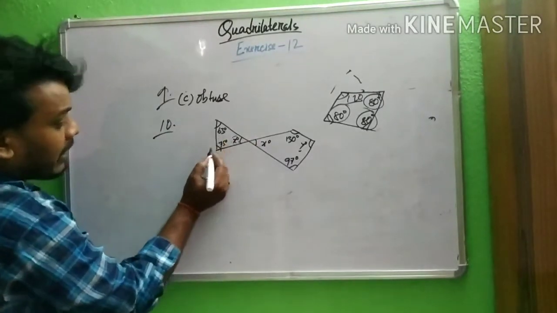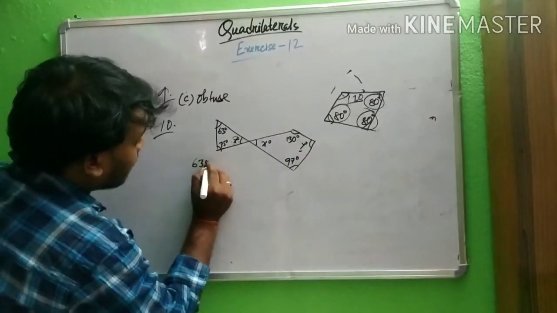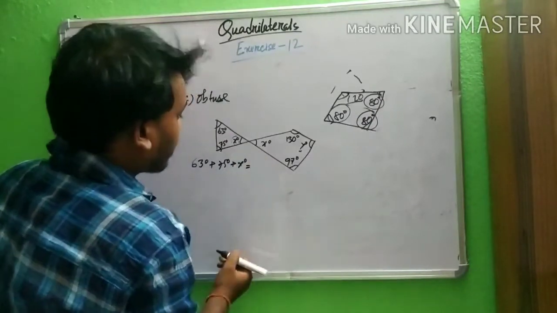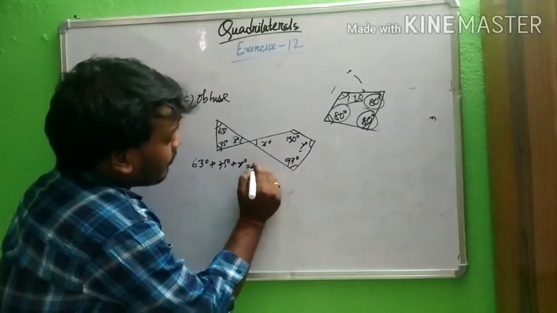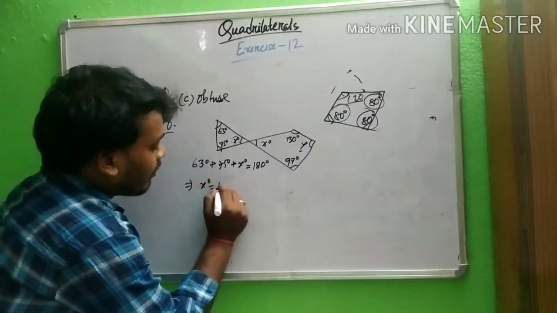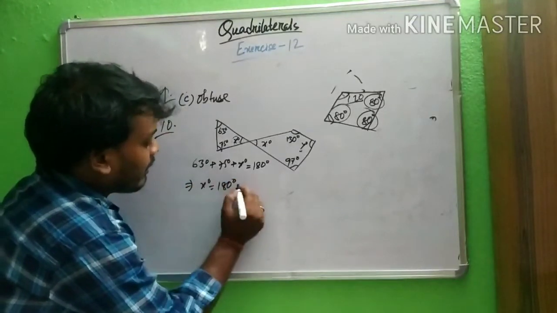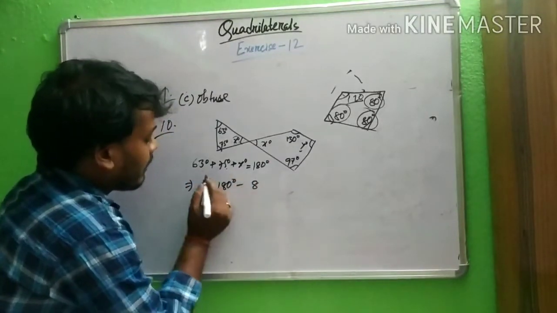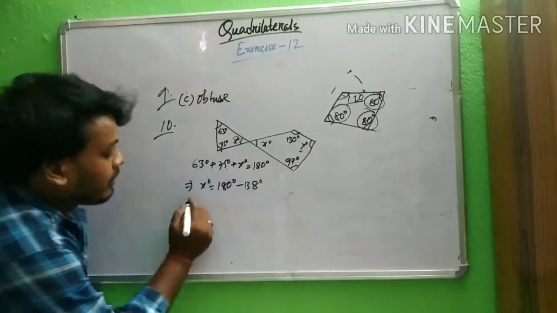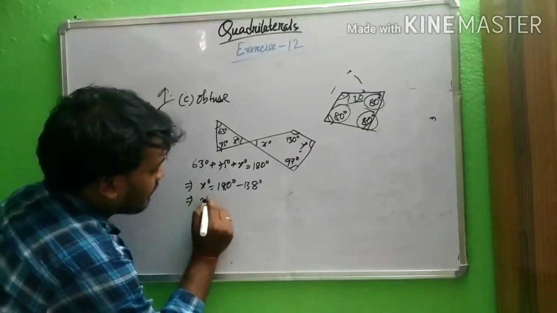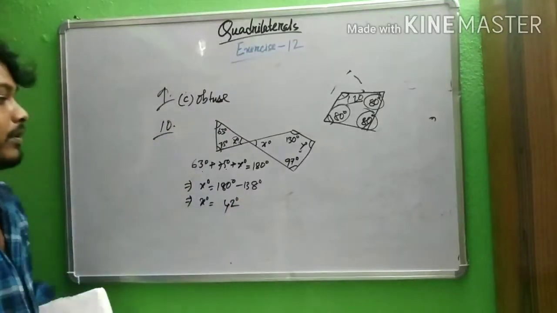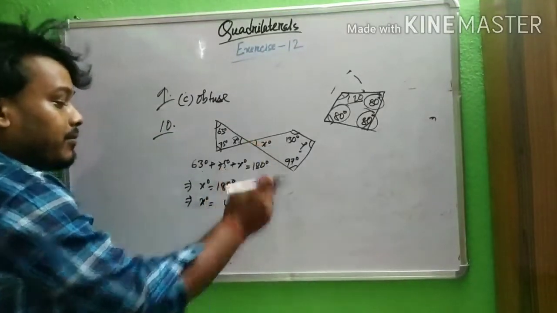So from the first triangle, 63 plus 75 plus X degree equal to 180. By the angle sum property of a triangle, X degree equals 180 minus the sum of these two angles. 63 plus 75 is 138. So X degree equals 180 minus 138, which is 42. So the value of this angle is 42.